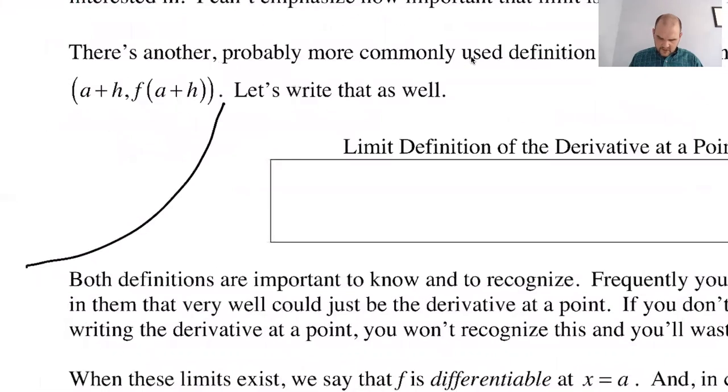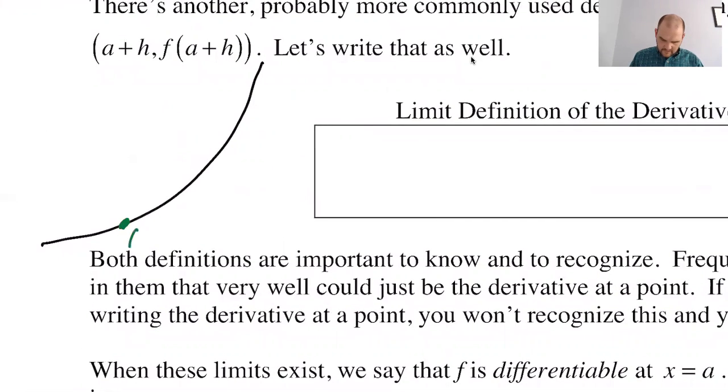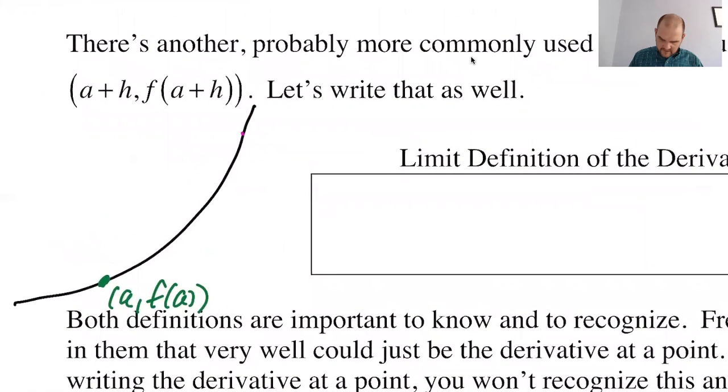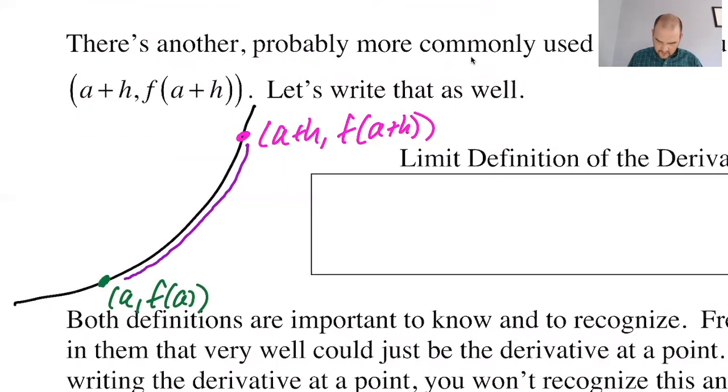So this will be the point A, f of a, and then this will be the point, I forget what colors I'm using. It doesn't really matter. So this is going to be a plus h, f of a plus h. Okay, and then our goal, again, is to let that point, the second point, slide toward the first one. So we're going to slide down the curve like so.